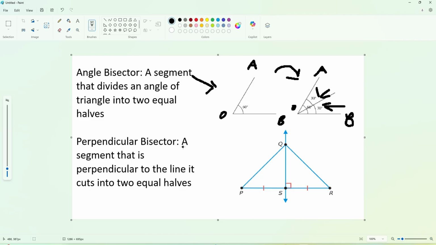Finally, we have a perpendicular bisector, a segment that is perpendicular to the line it cuts into two equal halves. So as you can see, QS is our perpendicular bisector, and it cuts this segment PR into two equal halves and also is perpendicular to it, creating a 90-degree angle.